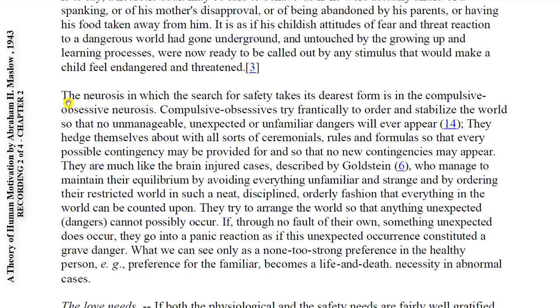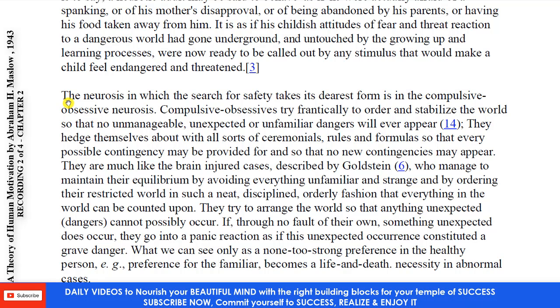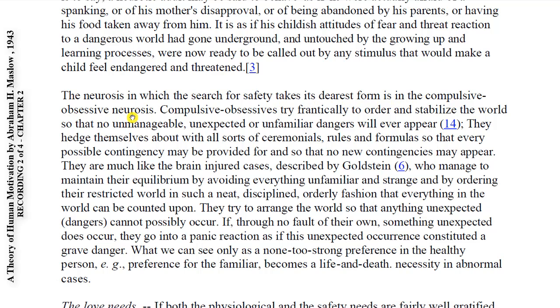Note: not all neurotic individuals feel unsafe. Neurosis may have at its core a thwarting of the affection and esteem needs in a person who is generally safe. End note. The neurosis in which the search for safety takes its clearest form is the compulsive-obsessive neurosis. Compulsive obsessives try frantically to order and stabilize the world so that no unmanageable, unexpected, or unfamiliar dangers will ever appear. They hedge themselves about with all sorts of ceremonials, rules, and formulas so that every possible contingency may be provided for and so that no new contingencies may appear.